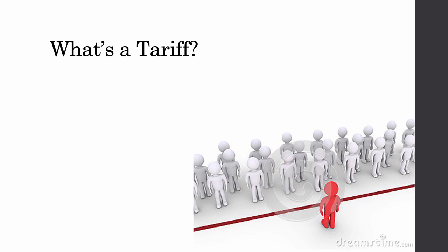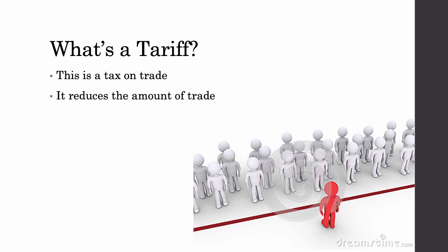A quota is simply a numerical limit. It would say you cannot sell more than this number of, say, cars in the United States. And once you hit that limit, you're done. A tariff is a tax on trade. And as we've seen in here, taxes change how much economic activity goes on. It reduces the amount of trade.